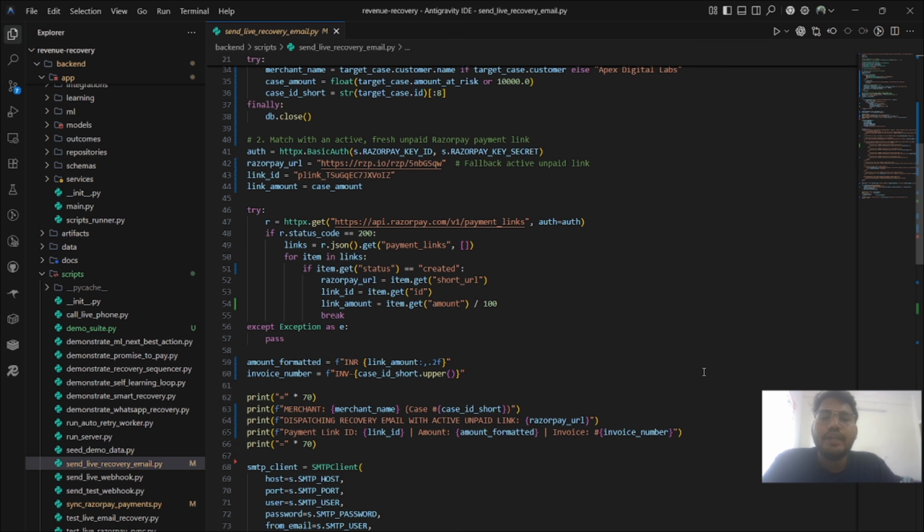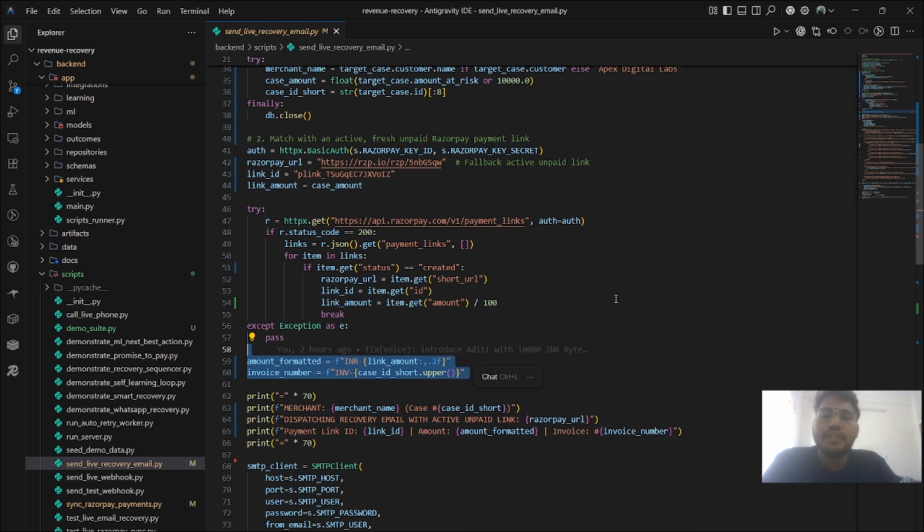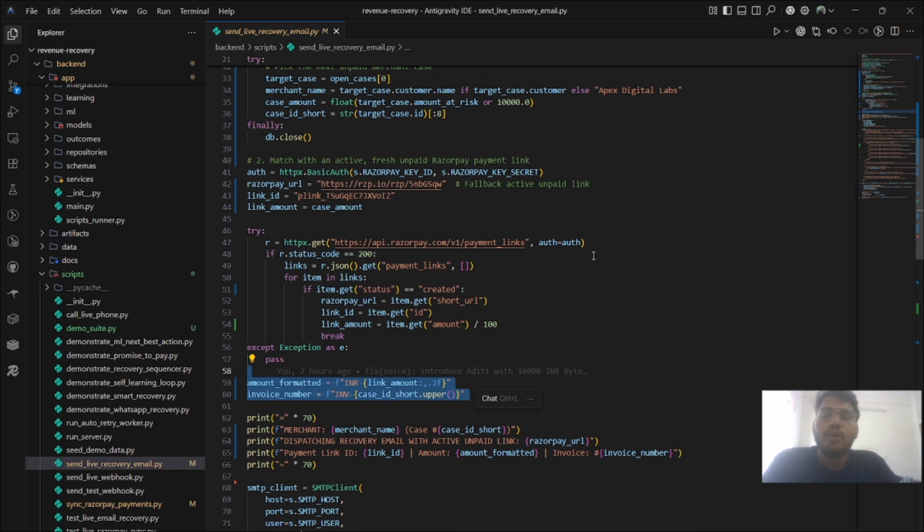Rather than relying on naive link creation that breaks in the test suites, we built an adaptive gateway pool and a link reconciler. The system queries the merchant gateway link pool, finds the available unexpired link matching the exact invoice amount, and binds it idempotently to the recovery case. This ensures zero downtime during testing and automated CI runs.